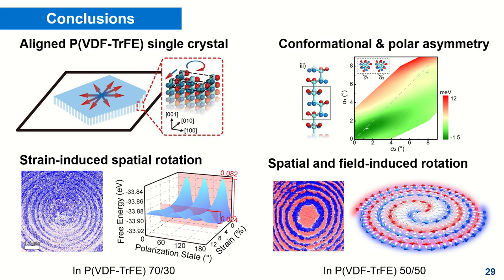So, as conclusions, we first align single crystal ferroelectric polymer, finding that strained film can exhibit spatial rotation. But then, by looking into the polymer film without strain, but with an unusual chain structure through compositional optimization, we find a polar spiral that can be electrically or mechanically rotated using relatively small fields.